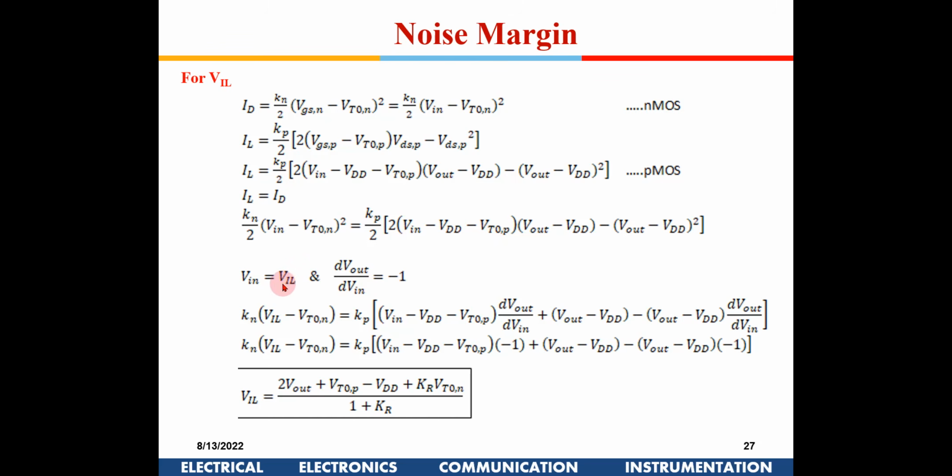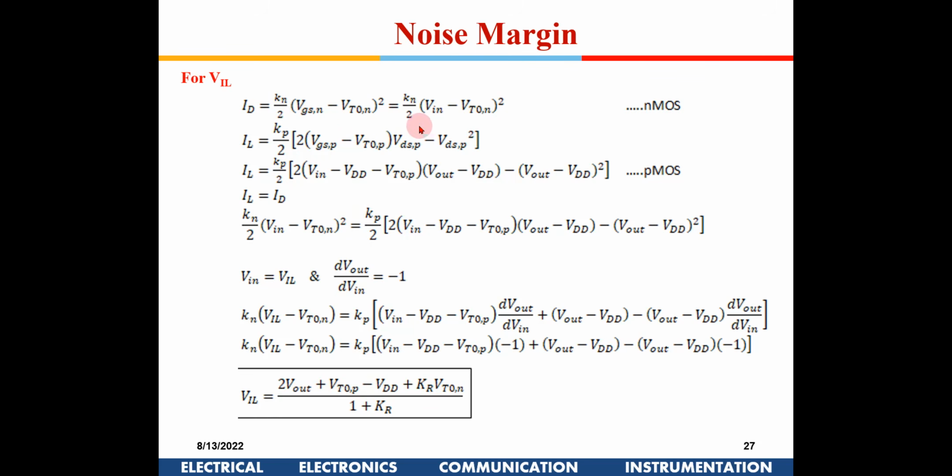So that is one, and then you differentiate it and you put V out by V in, and put a value of -1 there, right? So you differentiate it and you put -1 here, so you get the equation of VIL. So you get this particular equation, right? So this is the standard procedure of computing VIL.